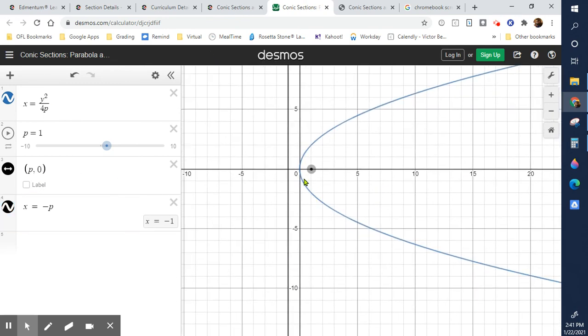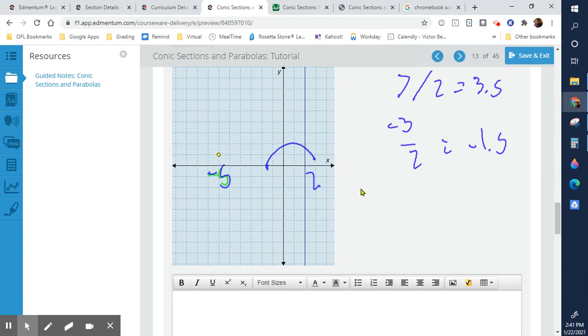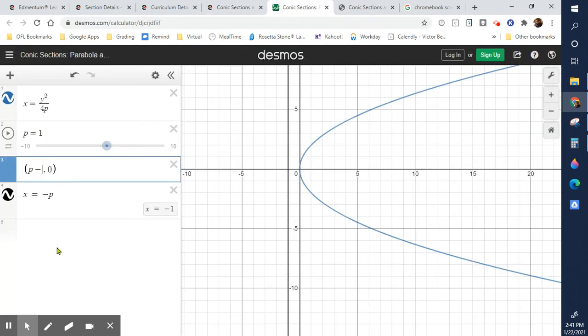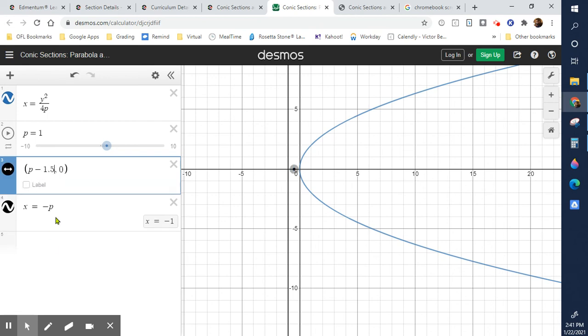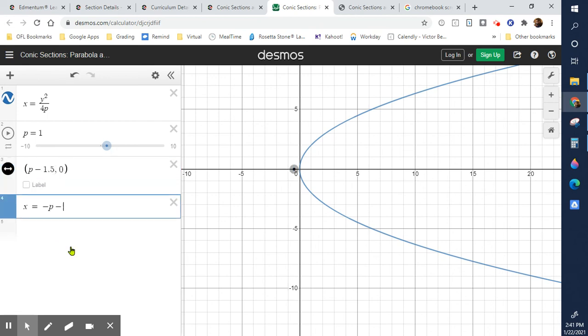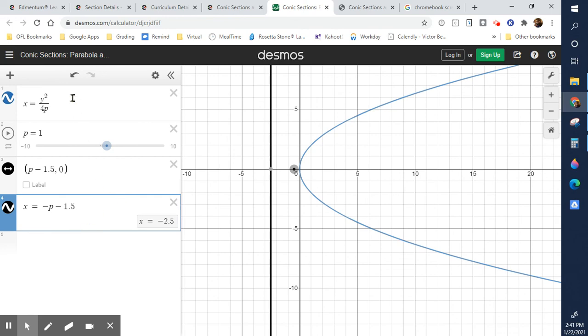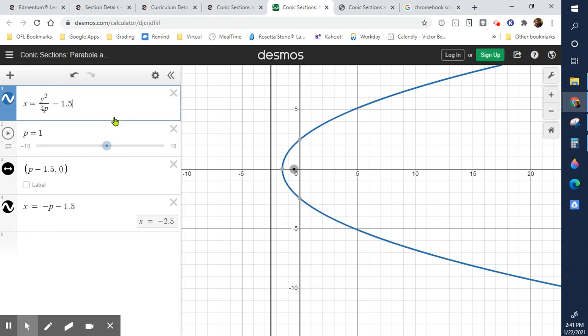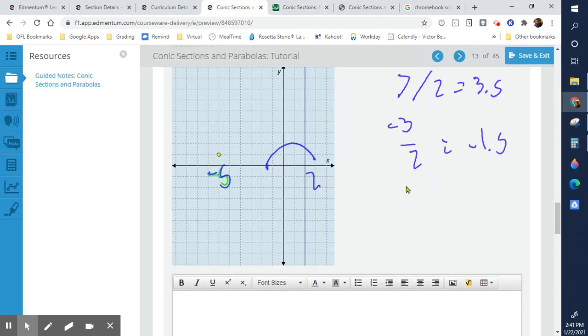So I kind of want to move my vertex over. So I'm going to have to essentially subtract 1.5 from everything. So I'm going to do minus 1.5, minus 1.5. Here we're going to do minus 1.5. Cool. Everything's kind of set except for the distance. So we said the distance was 3.5.